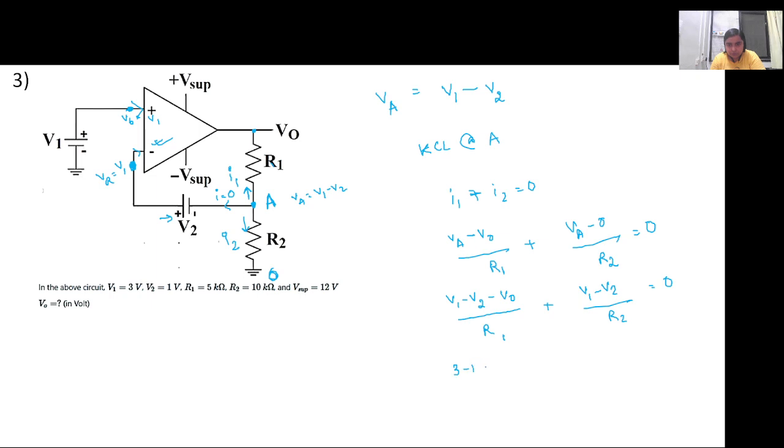Ma'am, is it 1 by 2? No, it's supposed to be 3 volt.